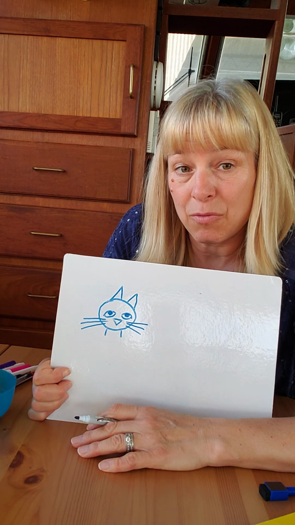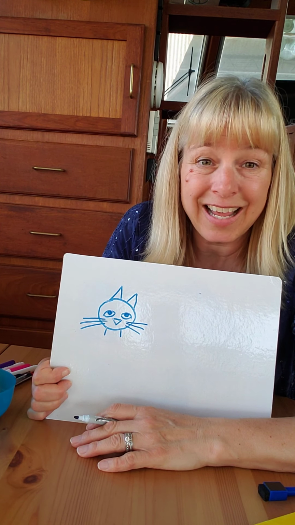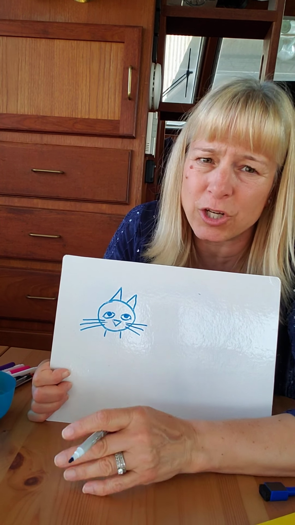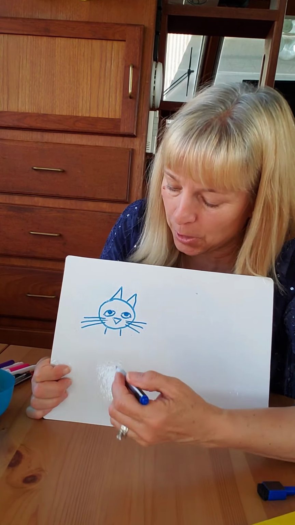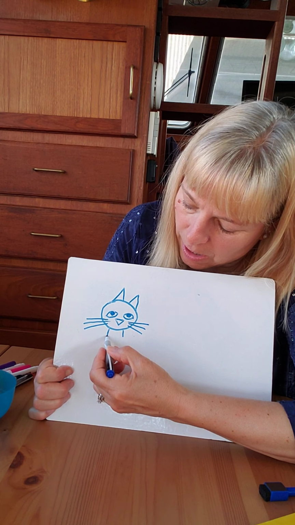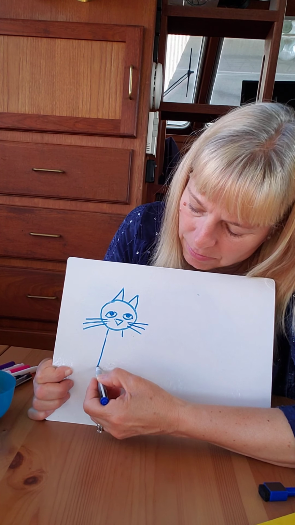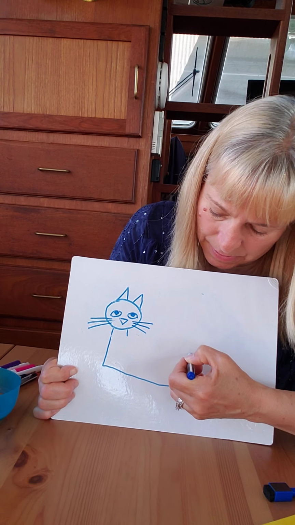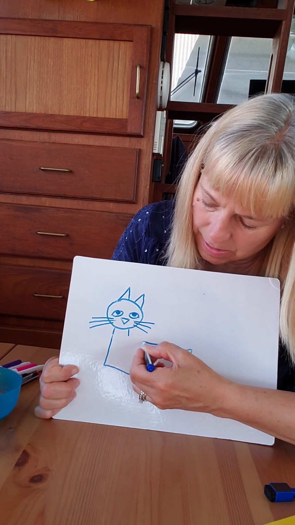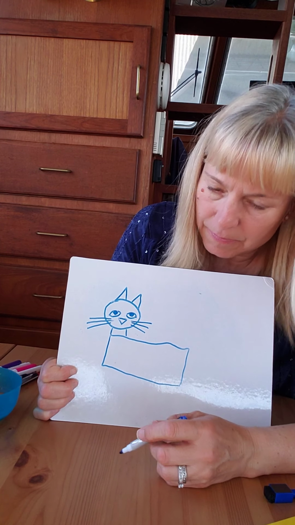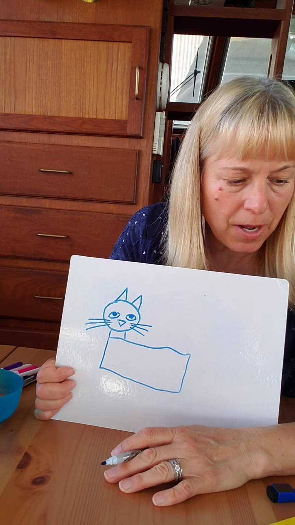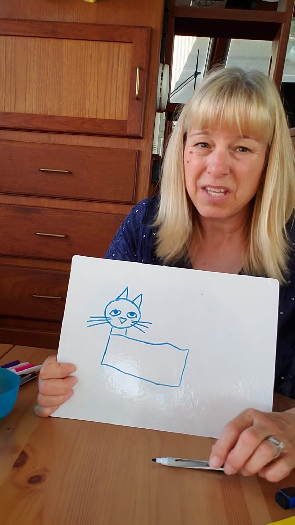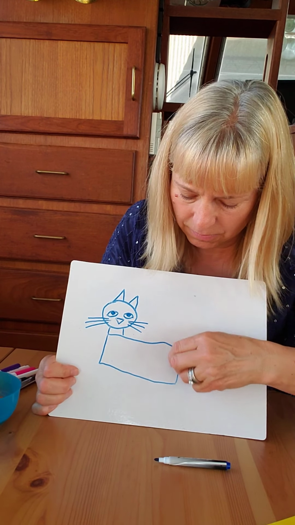Now next, remember how I said that his body kind of had a rectangle shape? Not a triangle. Triangles for the nose. Rectangle for his body. So I'm going to draw down. I'm going to go over. I'm going to go up. And I'm going to come back across. There's his body.